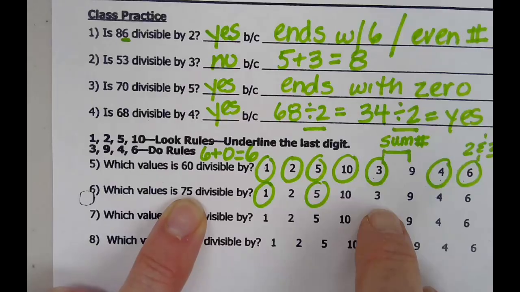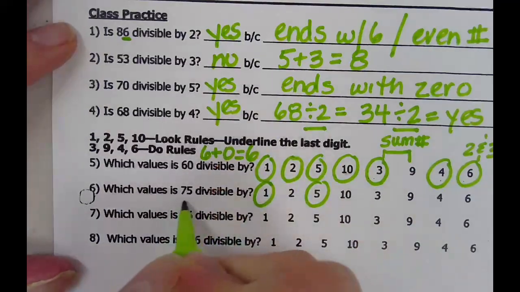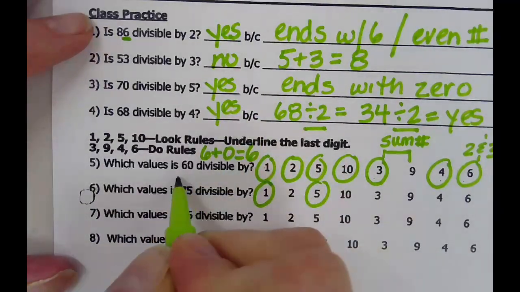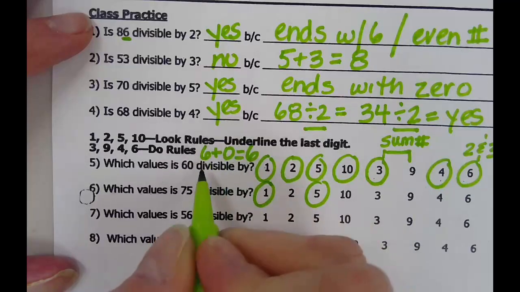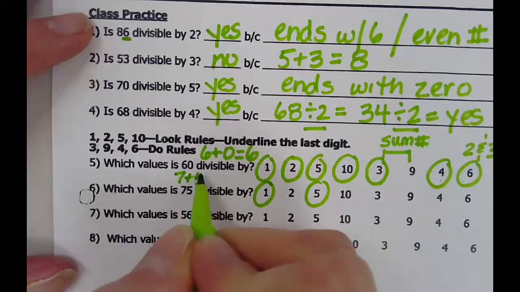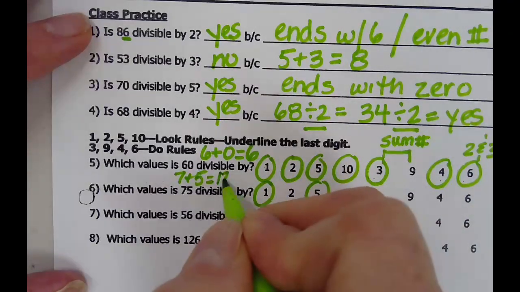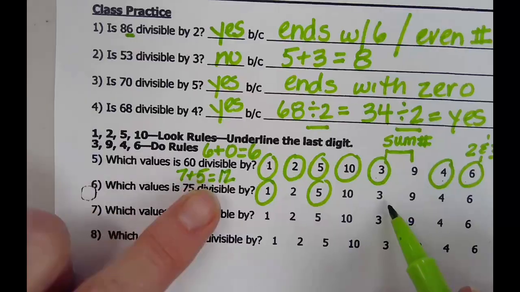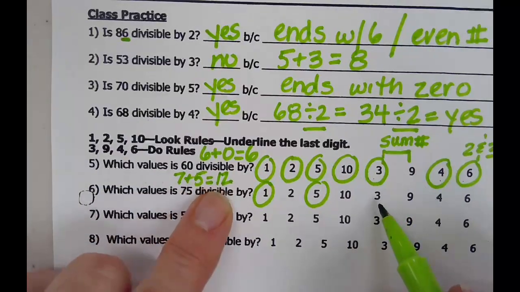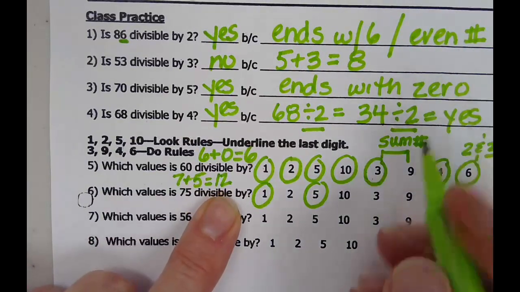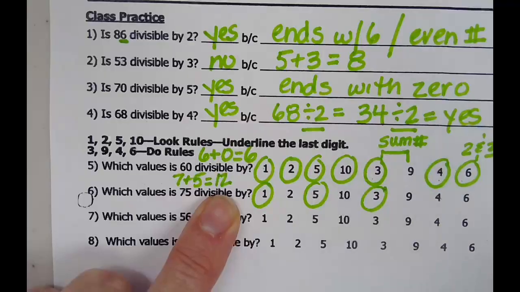How about 3? What do I need to do to figure out the 3? I have to do what with the numbers? Felix, you're not paying attention. What is 7 plus 5? 12. Does 3 go into 12 evenly, or is 12 a multiple of 3? Yeah, so it should be circled, because 3 times 4 is 12.